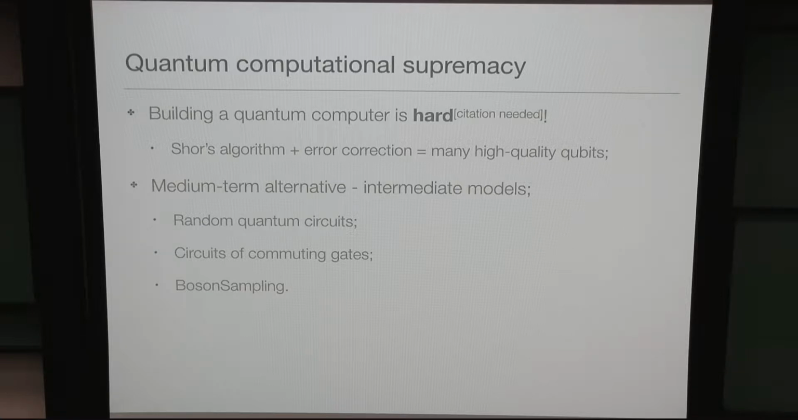And some examples include random quantum circuits, the stuff that Google's doing, circuits of commuting gates, and boson sampling, which is the one that I'm going to talk about. Okay?